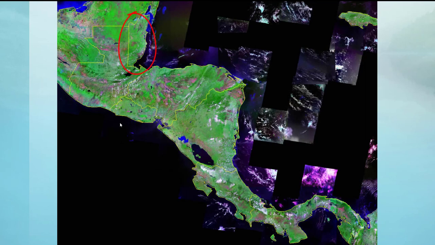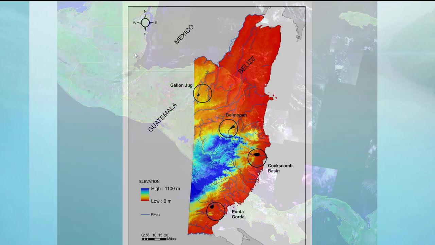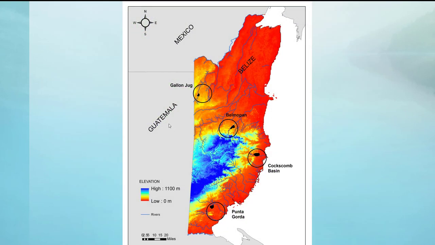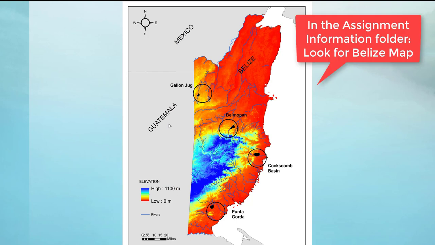Now, if we take a satellite view of this, you can see just what we're dealing with in this country. It's forested. It looks lush with vegetation. So we have a diversity of different plants here, and you can imagine there's also going to be a diversity of different species of birds. Now, this particular map is found in your assignments information folder on Brightspace.